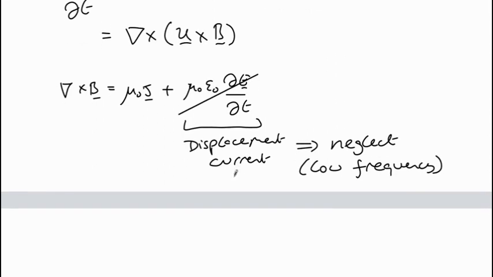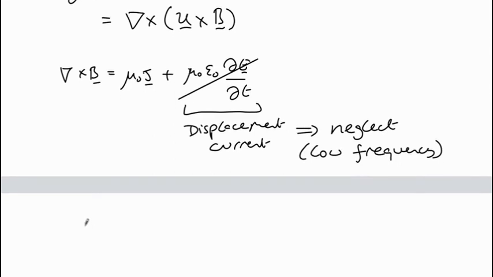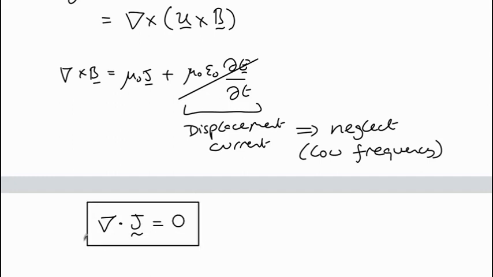Another consequence of this is that if you take the divergence of this equation, the divergence of a curl is identically 0, and so this implies that divergence of J is also identically 0. And this condition is essentially quasi-neutrality.